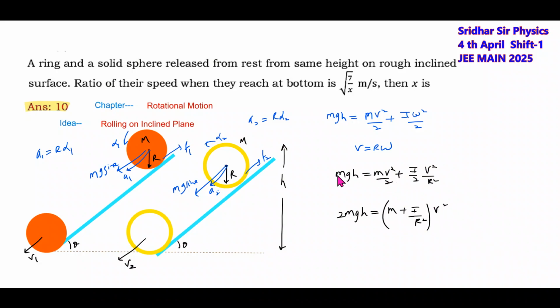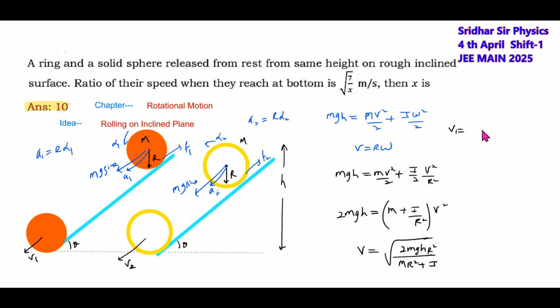2 is taken common and sent to the LHS of the numerator. So then the expression for v, the speed, will be 2mghr² by mr² plus I, a generalized formula. Now substitute the moment of inertia. For a solid sphere, what is the moment of inertia? 2 by 5 mr².